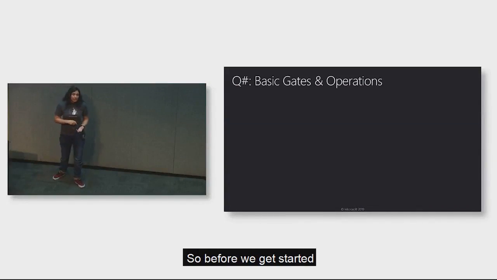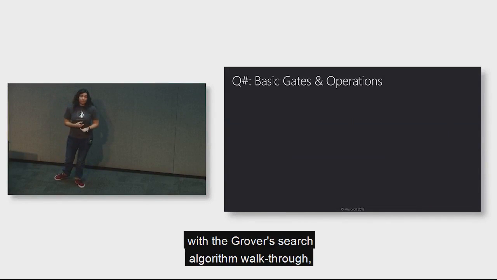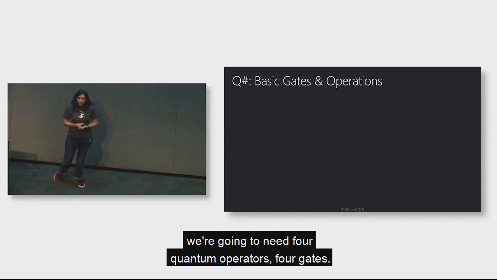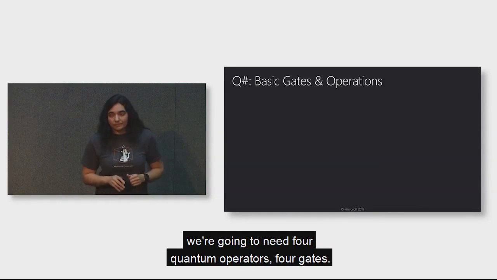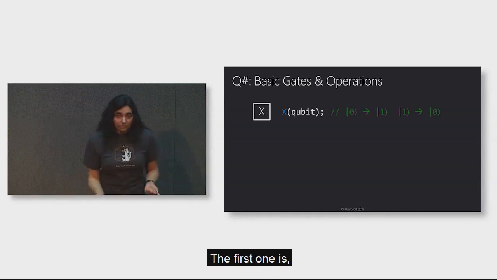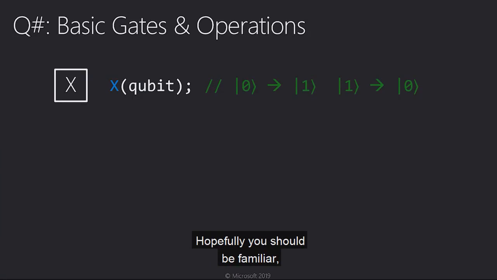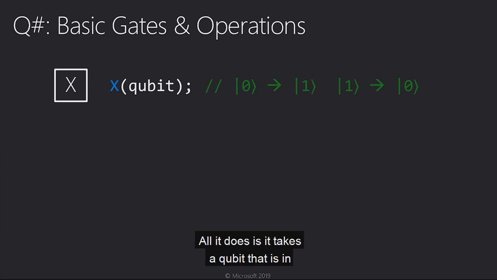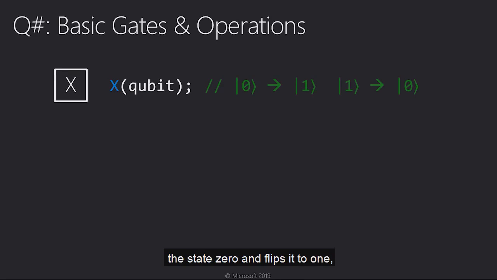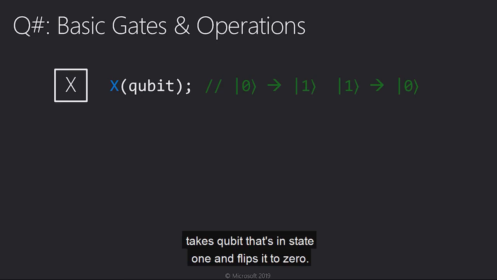So before we get started with the Grover search algorithm walkthrough, we're going to need 4 quantum operators, 4 gates. The first one should hopefully be kind of familiar if you've ever done any kind of classical computer science. This is the NOT gate, the X gate. All it does is it takes a qubit that is in the state 0 and it flips it to 1, takes a qubit that's in state 1 and flips it to 0. It just flips the state of the qubit. It's super straightforward.